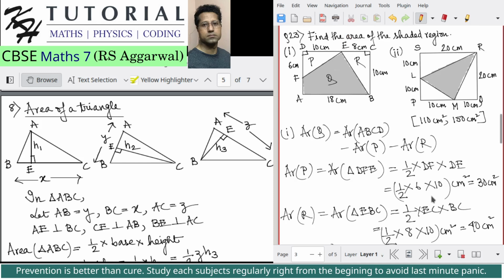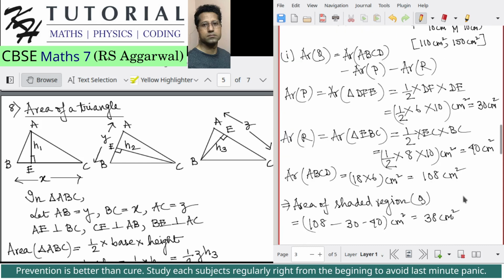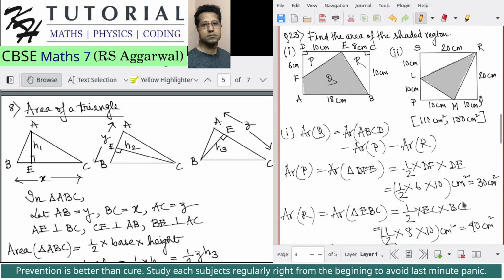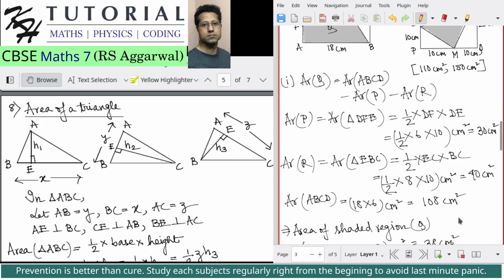My answer is wrong. Okay, let me see. I think I have done a calculation mistake. The answer is 110 centimeter square. Okay, let me see. Area of P will be equal to area of triangle DFE, which should be half into 6 into 10. So this is 30 centimeter square. Area of R is area of triangle EBC, which is half into EC into BC, and EC is 8 centimeter and BC is 10 centimeter, so 40 centimeter square.